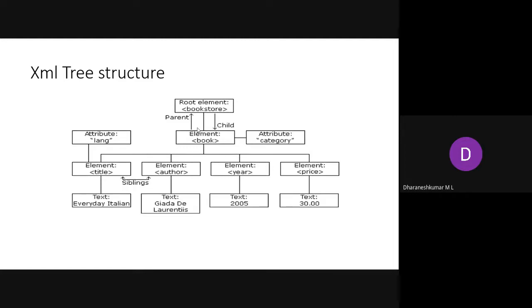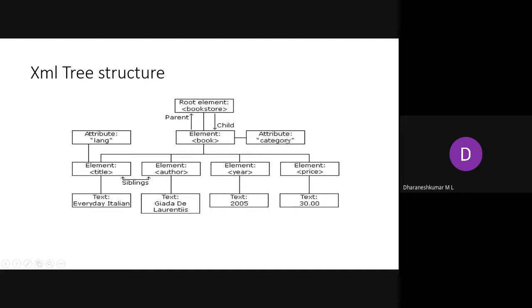Then let's go with the XML tree structure. Each XML document consists of a root node. Let's go with this example. I have a bookstore. This is the XML node. Here bookstore will act as the root element. This bookstore contains the element book, with an attribute like category.